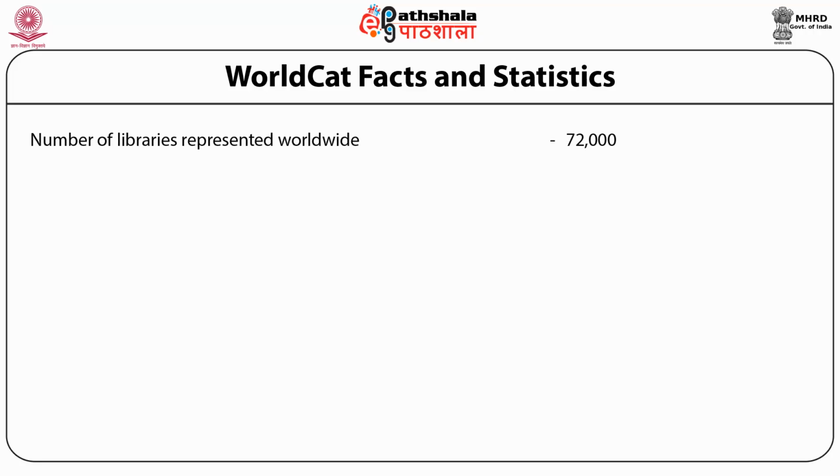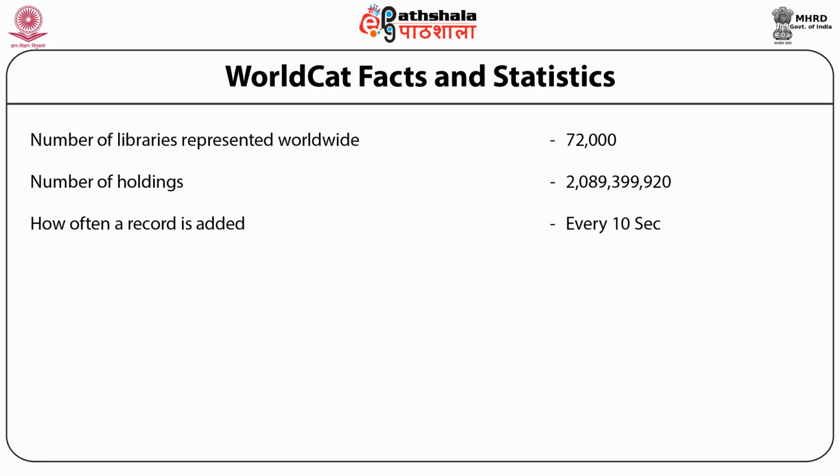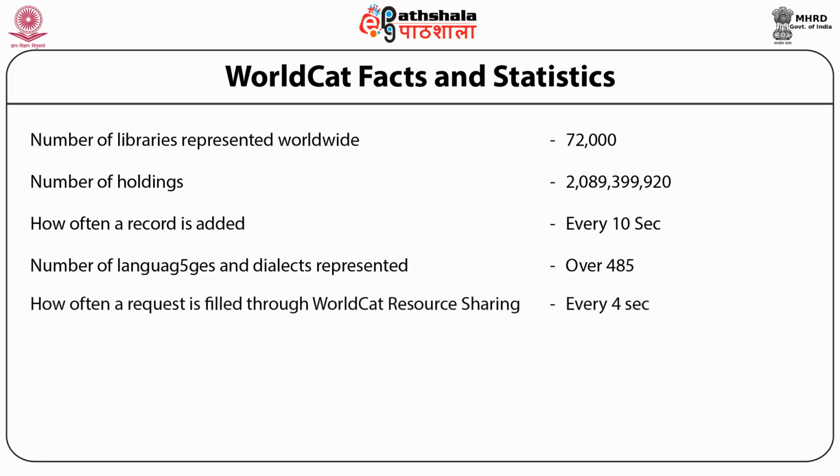The number of libraries represented worldwide in WorldCat is 72,000, and the holdings of these 72,000 libraries are over 2089 million, and every second one record is added to this particular catalog. It has more than 486 languages, and every 4 seconds a resource is shared in this catalog.